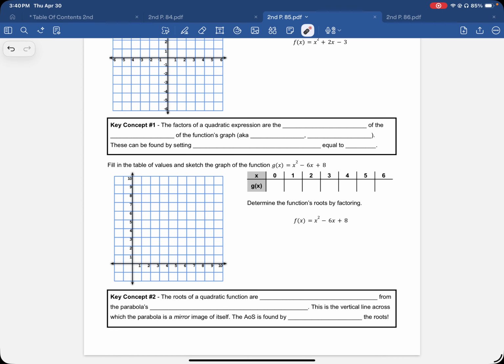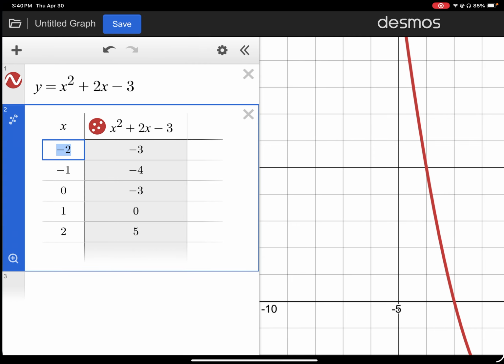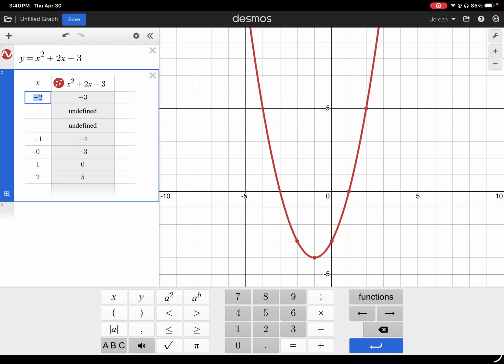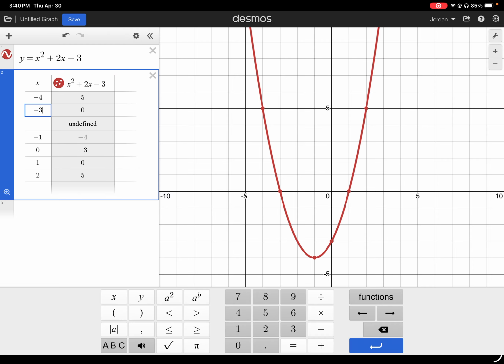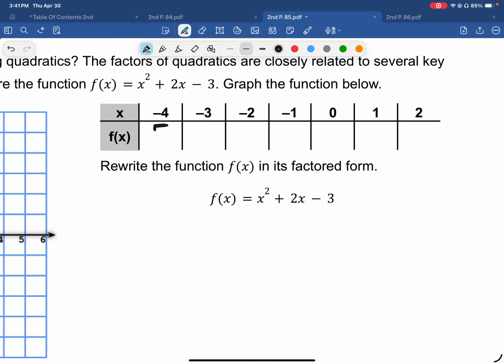Now I can fill in some values. The table on your paper goes from -4 to 2. So I can just hit enter, change that to -4, -3, and -2. And now I have all of the points. It did all of the work for me. So my y values are 5, 0, -3, -4, -3, 0, 5.